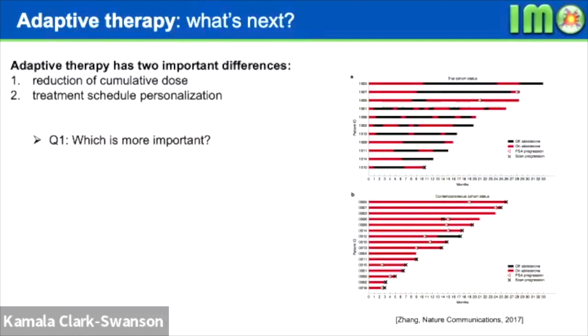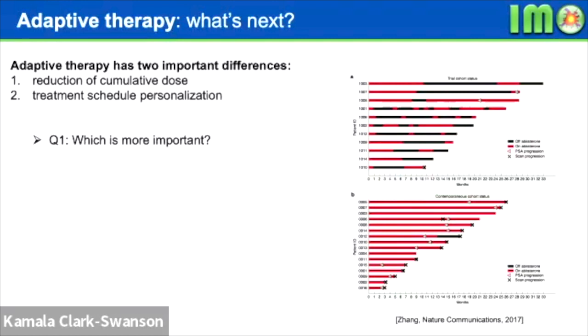So if we look at, for example, the prostate cancer adaptive therapy trial, there's two important differences that stick out in my mind. First of all, you can see the adaptive patients on the top right here receive overall a less cumulative dose compared to the contemporaneous cohort, and it's a very personalized treatment schedule. So each of those on-off periods is highly variable between patients.